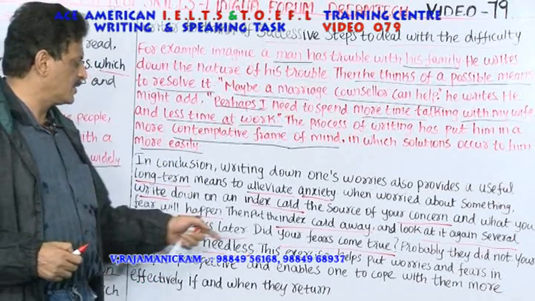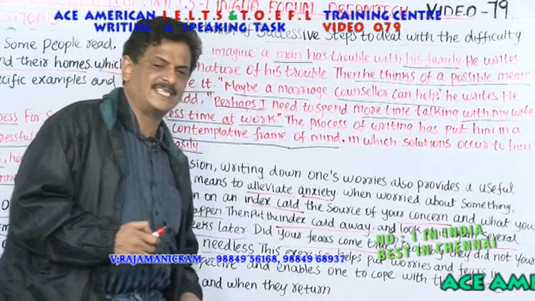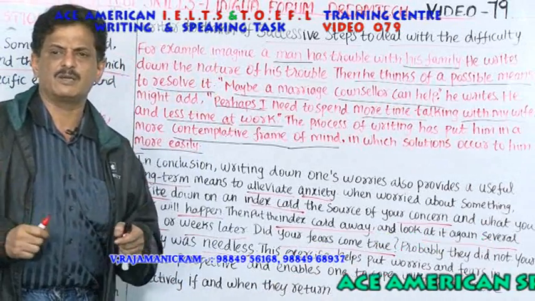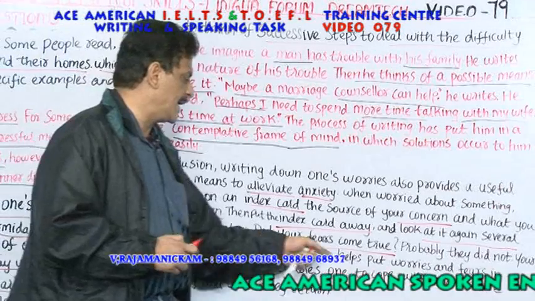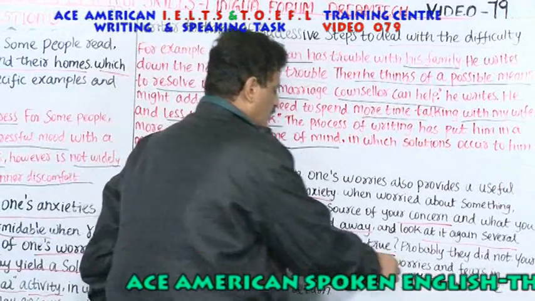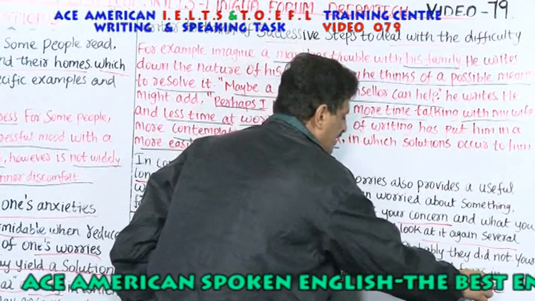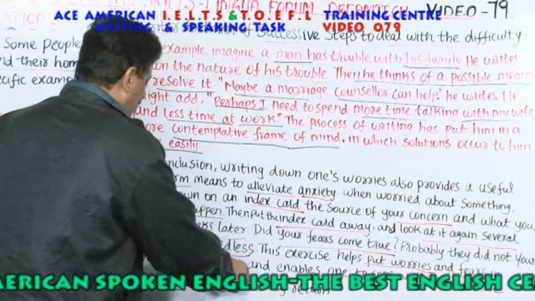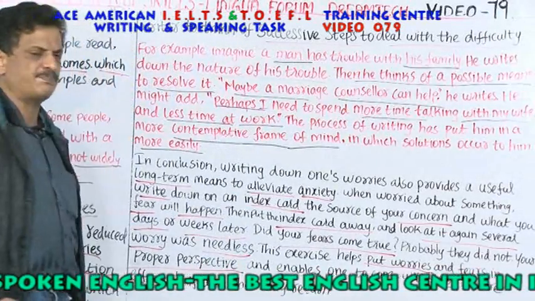So this exercise, what is this exercise? Writing down all your problems, all your anxieties, helps put worries and fears. So it puts away your fears and worries in proper perspective. What do you mean by perspective?